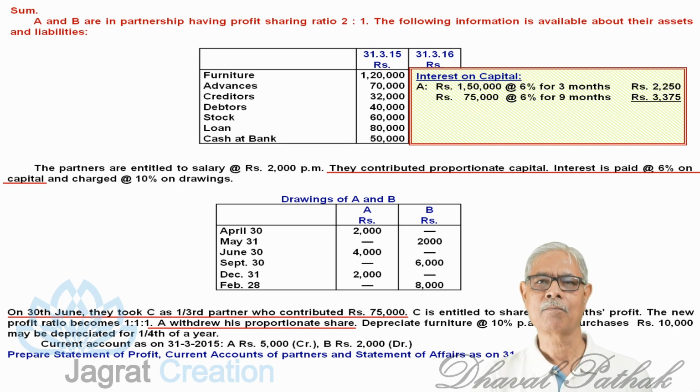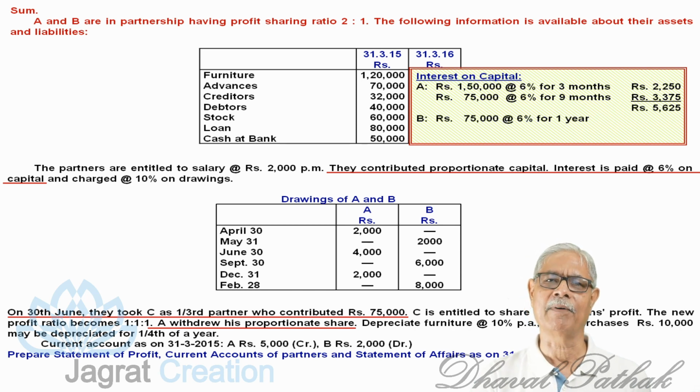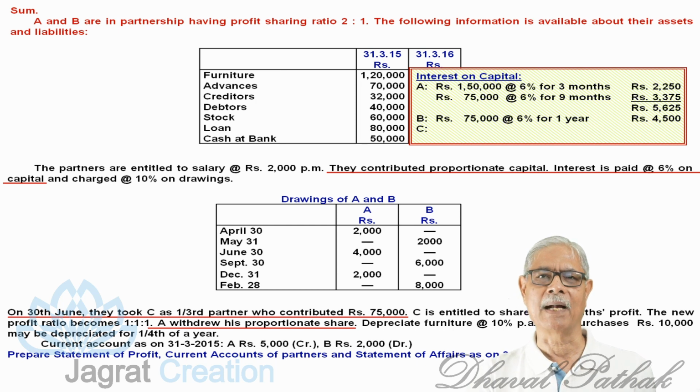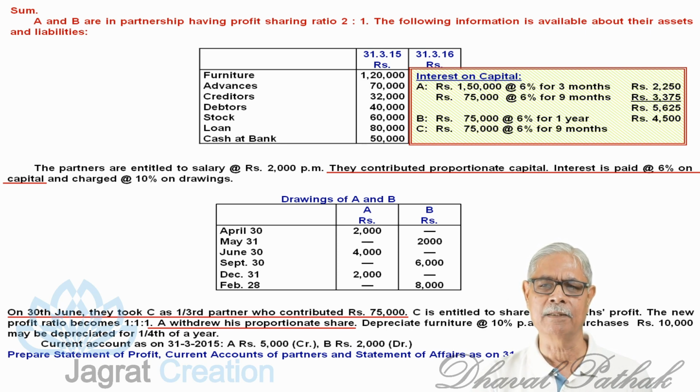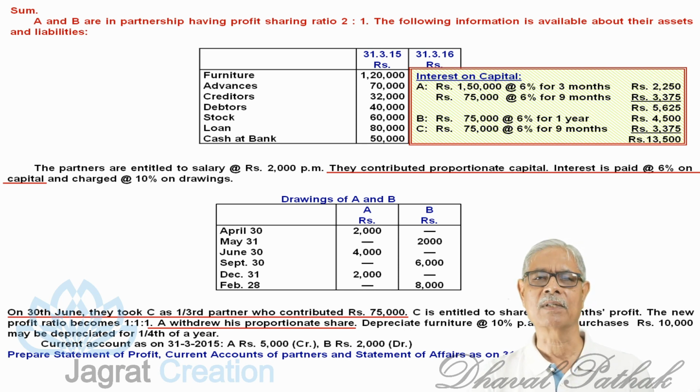Capital of B, 75,000 for 1/3 share in profit, remained the same throughout the year. So B is entitled to have an interest on 75,000 at the rate of 6% for the whole year. Now C is a new partner. He is a partner in this partnership firm only for the last 9 months. So he is entitled to have an interest at the rate of 6% on 75,000 for 9 months only. So this is the total interest on capital, 13,500.